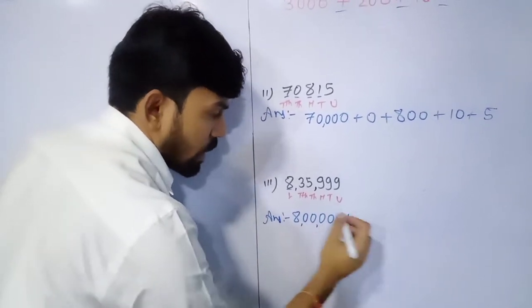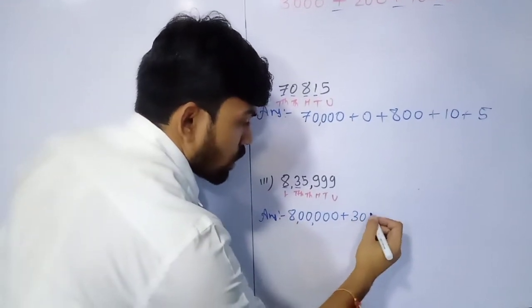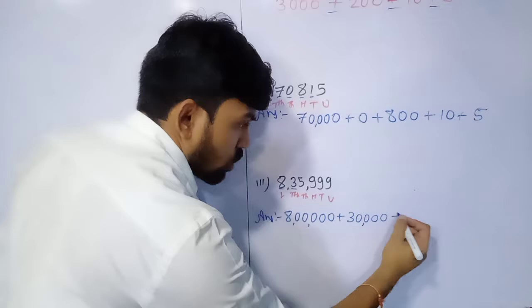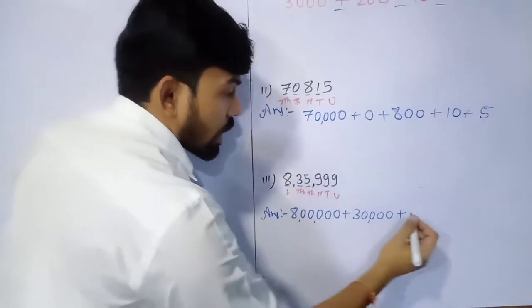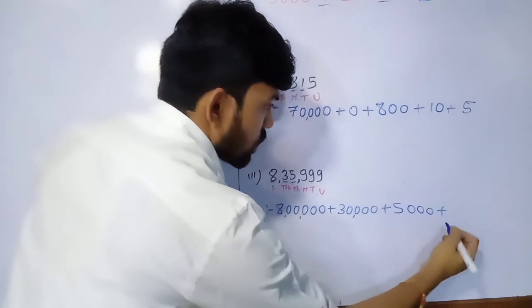So 8 lakh plus. Next one is 3 at the 10,000 place, so 1, 2, 3, 4 zeros: 30,000 plus. 5 is at the thousands place. In thousands we have 3 zeros, plus.